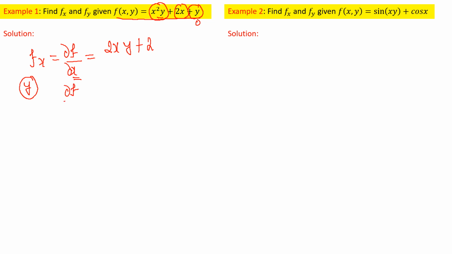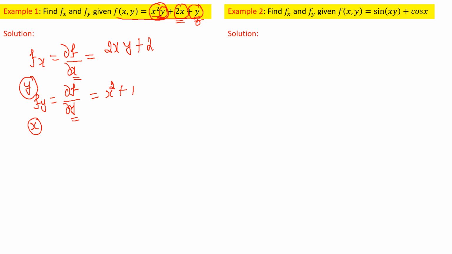Then I have to calculate dou f by dou y, or I can say f sub y. So this time we have to differentiate the function with respect to y. That means I have to treat the other variable x as a constant one. So derivative of x squared y with respect to y will give you x squared, because x squared is constant. This y with respect to y will give you 1. Move to the second term. In the second term I have 2x. So derivative of 2x with respect to y will be 0. Move to the third term. We have y. Derivative of y with respect to y will be 1.